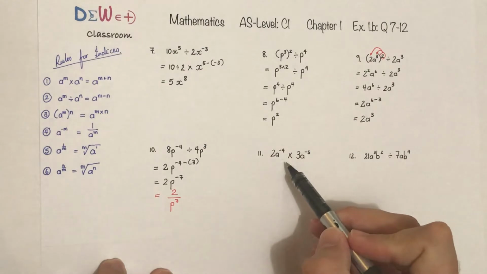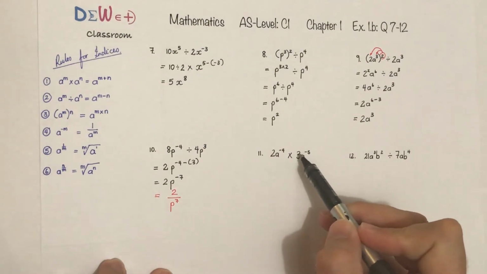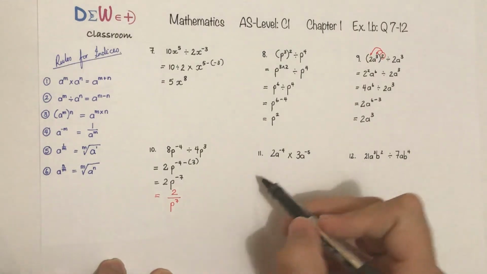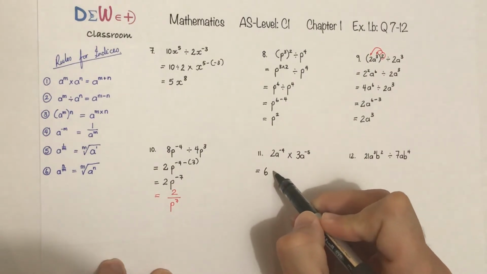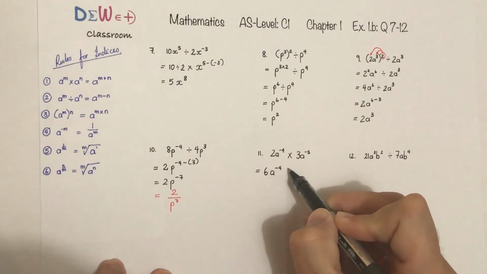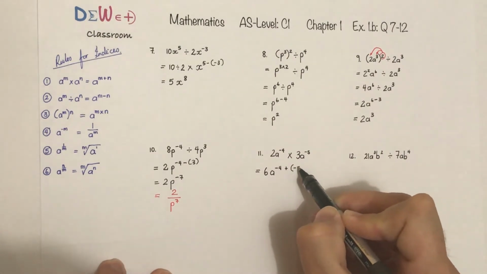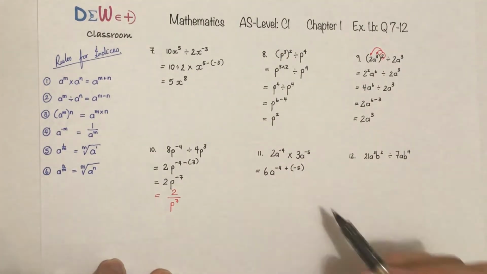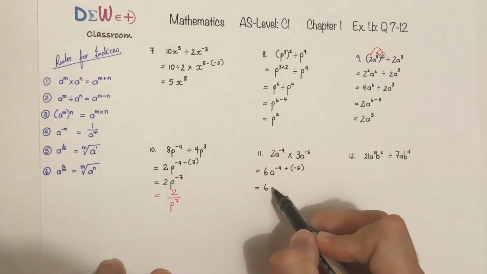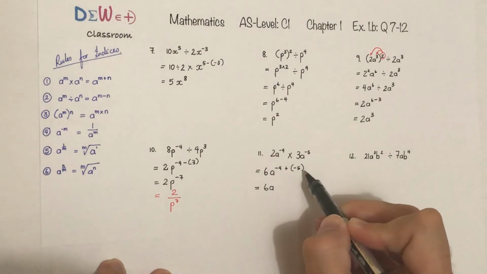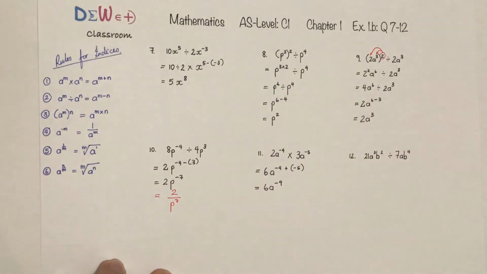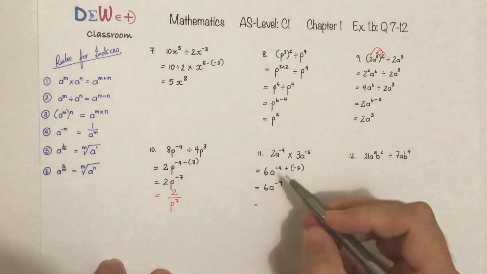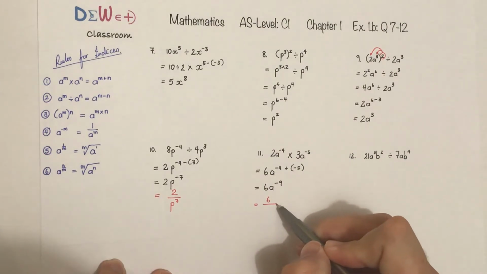Question 11. 2a to the power minus 4 multiplied by 3a to the power minus 5. Very simple. 2 times 3, that will give us 6. A to the power minus 4 plus minus 5. These are the indices with the base A. This will give us 6a, minus 4 plus minus 5. That is minus 4 minus 5 will give us minus 9. And once again, just if it is stated to give it as a positive indices in your final answer, you will have 6a to the power 9.